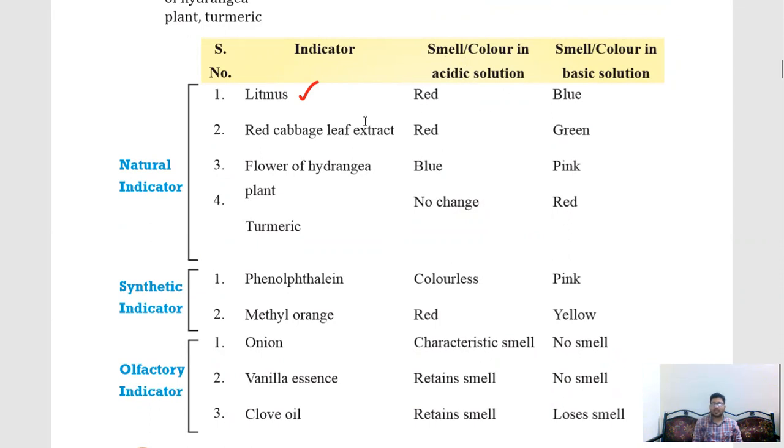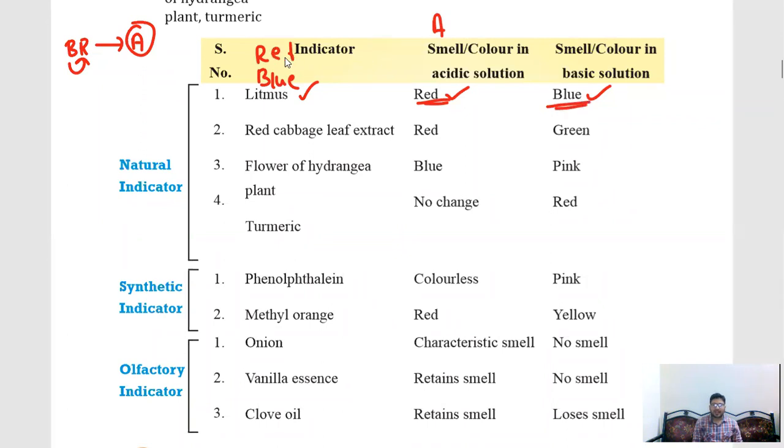So here, what will change? If you take the litmus in acidic solution, it will be red in color, and in basic solution, it will be blue. And of course, there are two types of litmus, right? Red litmus and blue litmus. In case of blue litmus, we have learned this: B.R. Ambedkar, if it is acid, blue to red. So if you take blue litmus paper or solution, in acid it will turn red. But in base, it remains blue as usual.